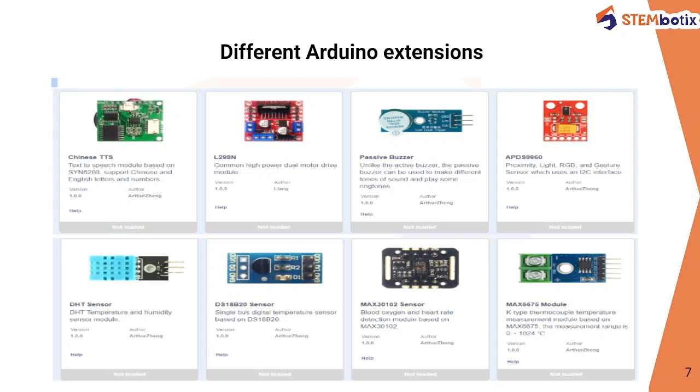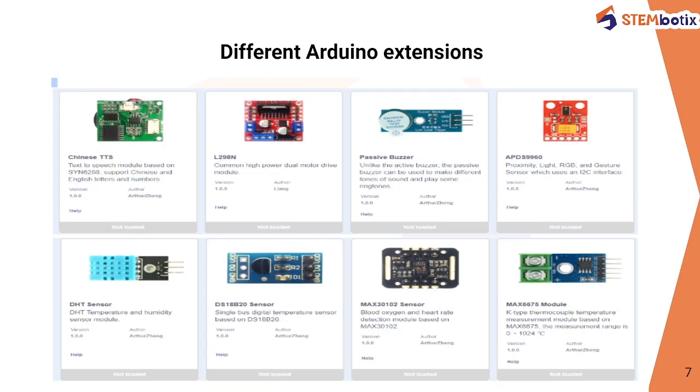Next one is a DHT sensor, which is basically a temperature and humidity sensor module, where we need the feature of sensing the temperature or humidity in our environment. We can add this extension in our Blockzy software, and the calculation of temperature and humidity can be added by adding the DHT sensors extension.